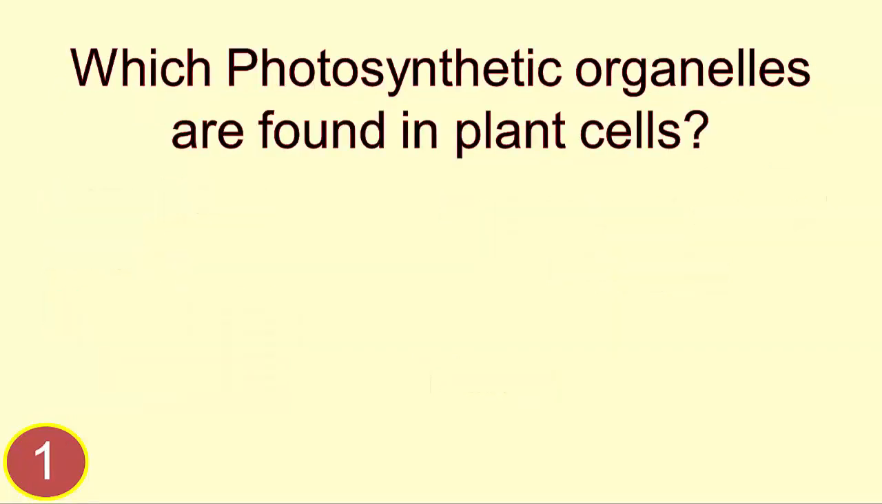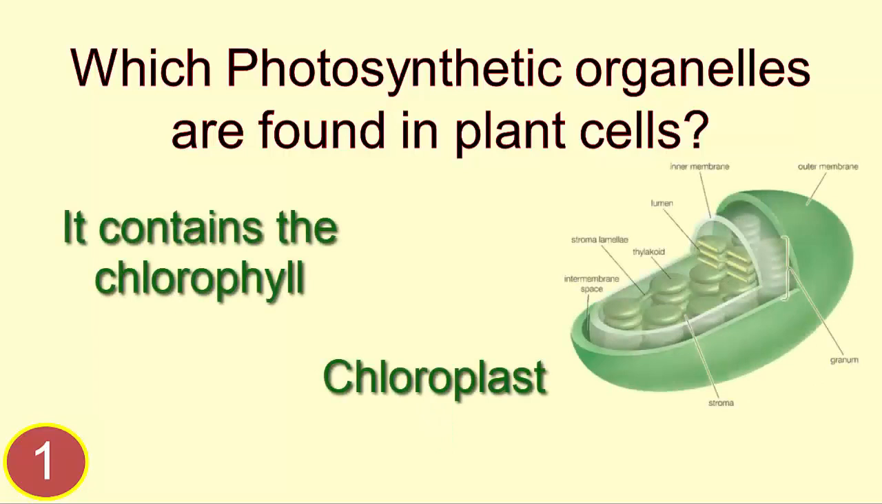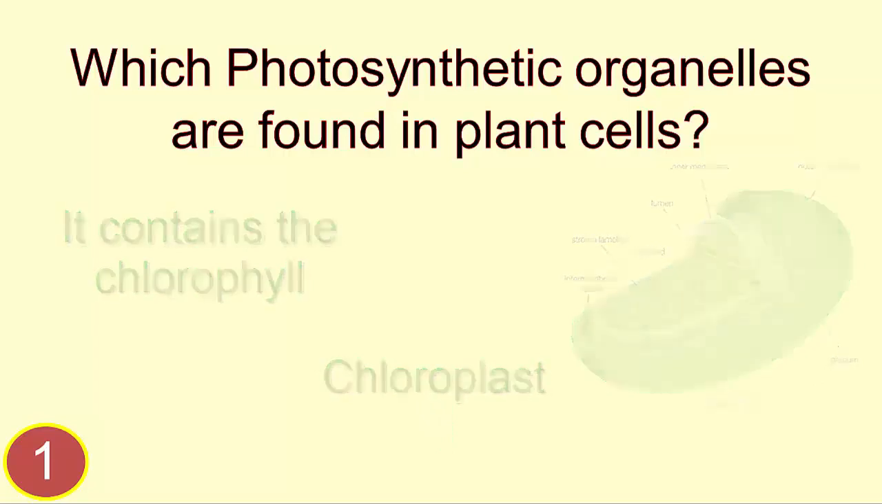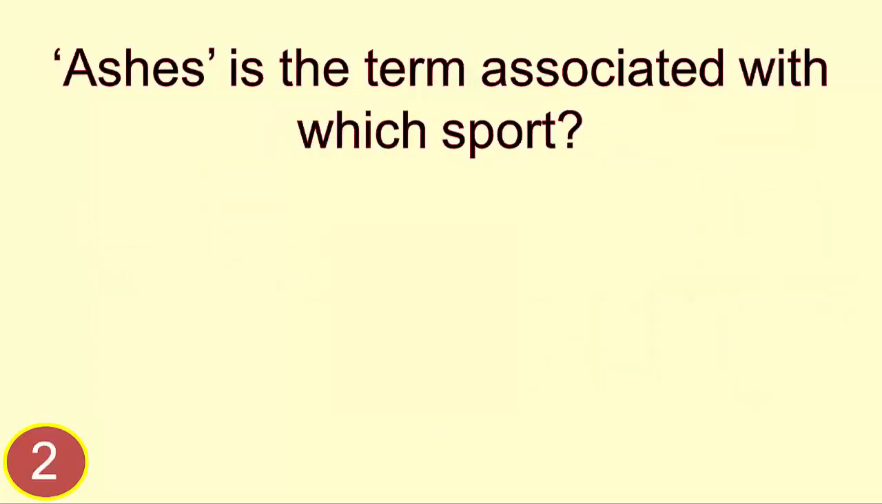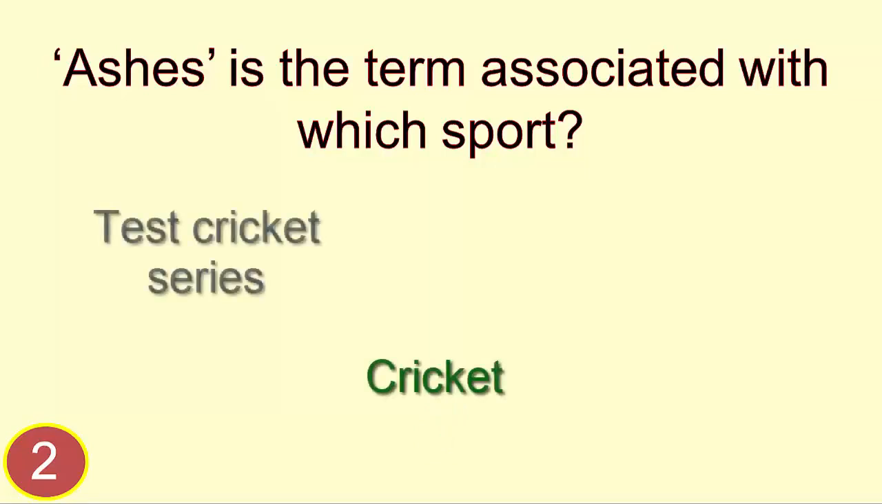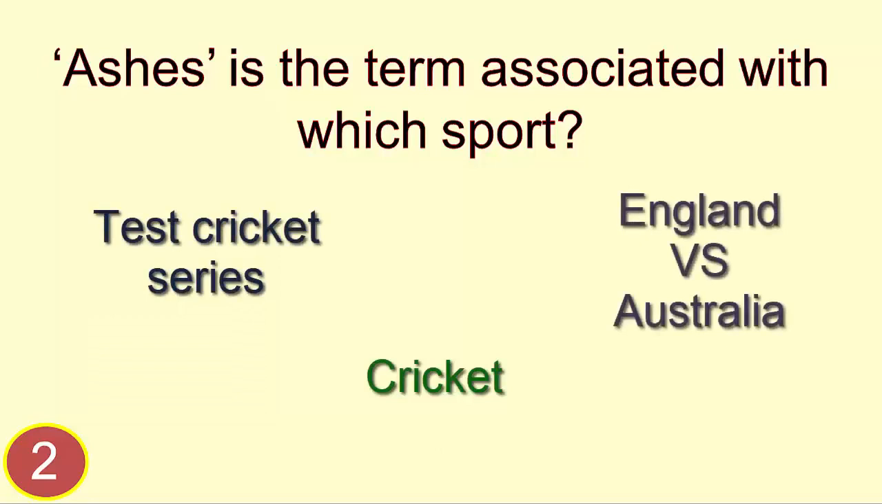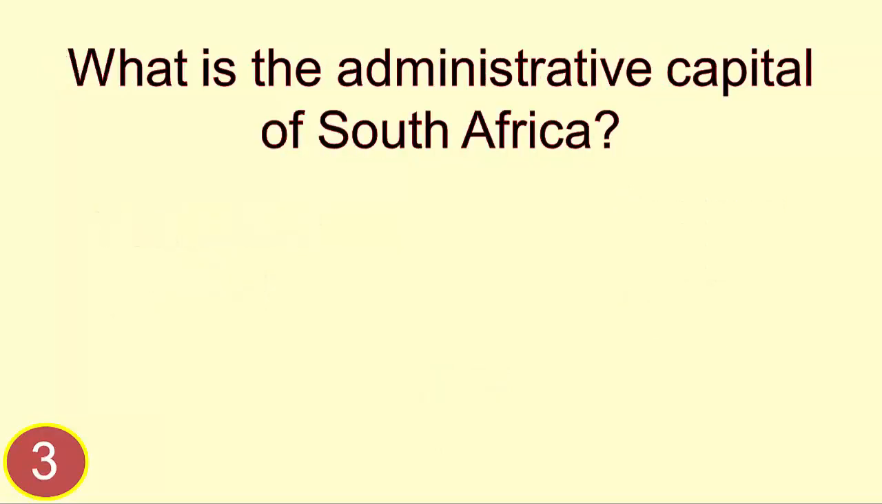Which photosynthetic organelles are found in plant cells? Answer is chloroplast. Ashes is the term associated with which sport? Answer is cricket. The Ashes is a test cricket series played between England and Australia. What is the administrative capital of South Africa?